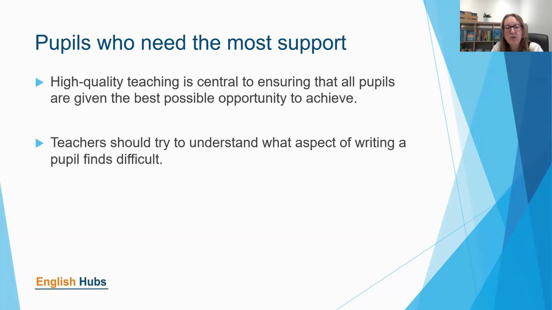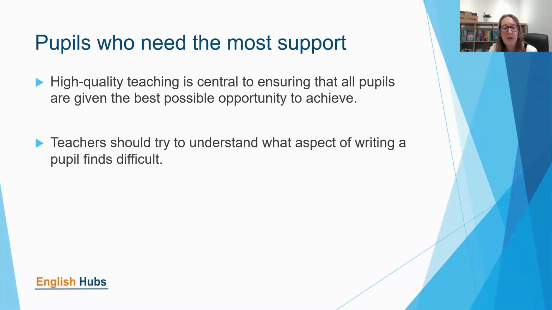When specific instructional choices have to be made, teachers will need to move beyond diagnostic labels and identify the areas in the writing process that are challenging the pupil. So what is it that this child is finding hard? Accurate targeting of intervention requires that the pupil's difficulties can be reliably ascertained. Teachers should try to understand what aspect of writing a pupil finds difficult.